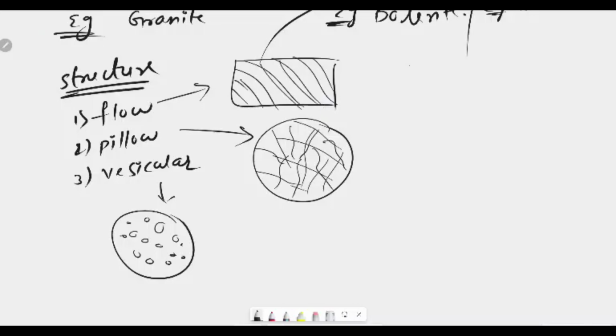In the vesicular structure, it is formed when the lava is rich in gases at the time of eruption, and on solidification these gas materials escape, leaving cavities behind in the cooling lava, but sometimes these cavities remain even after the solidification. That's why these holes form in the structure.